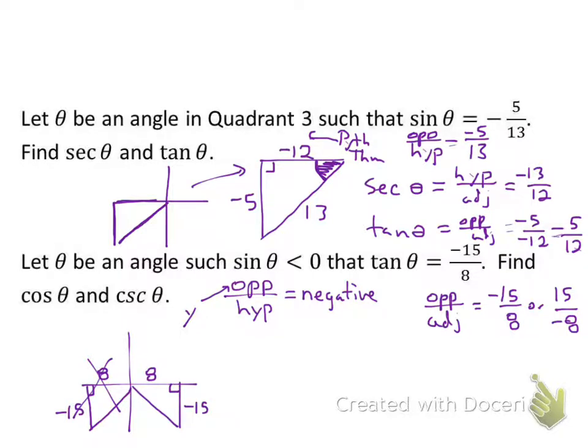Now I can use Pythagorean theorem again and do 15 squared plus 8 squared, and this comes out to be 17 squared. So now I can do cosine theta is, here's our reference angle, cosine is adjacent over hypotenuse, so that's 8 over 17, and cosecant, which is the reciprocal of sine, is hypotenuse over opposite, so that'd be 17 over negative 15, or negative 17/15.